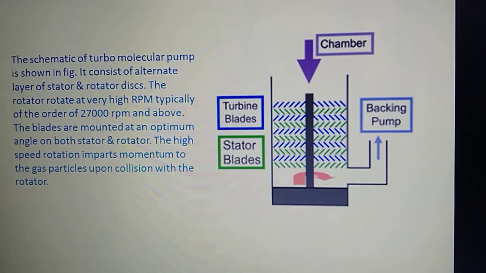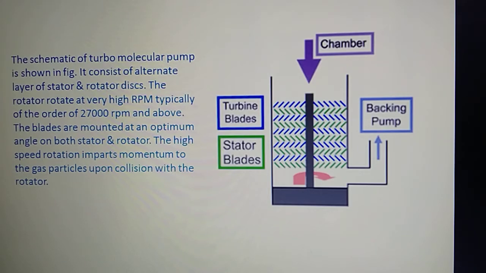These blades are mounted at an optimum angle on both stator and rotator, so that there will be a collision of the gas molecules and the maximum momentum, or we can say the optimum momentum to the gas molecule could be given. The high speed rotation imparts momentum to the gas particles upon collision with the rotator, right?